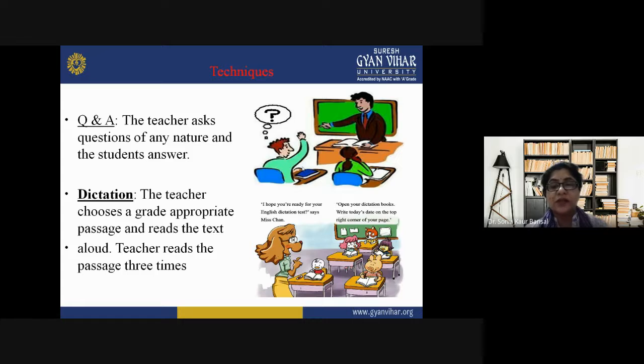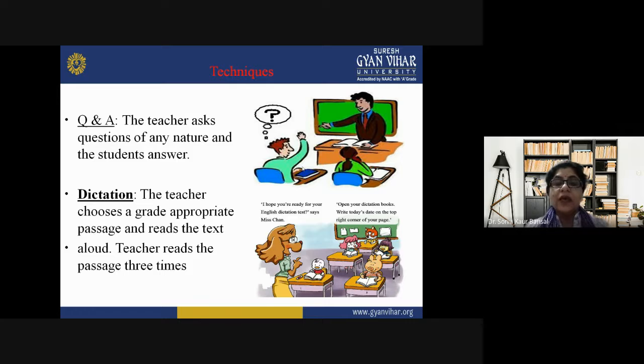So you can see in my presentation that the teacher is saying, "I hope you are ready for your English dictation test. Open your dictation books, write today's date on the top right corner of your page," and the students are following the same. So this is something that a teacher is required to do in the English classroom.